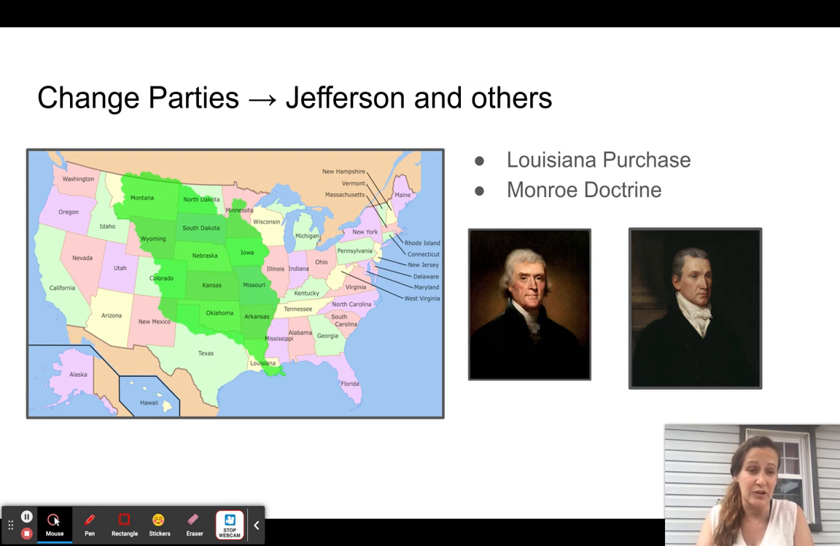And actually, the Federalists held all three branches, right, because the president put in Federalist judges, and it was mostly a Federalist Congress.